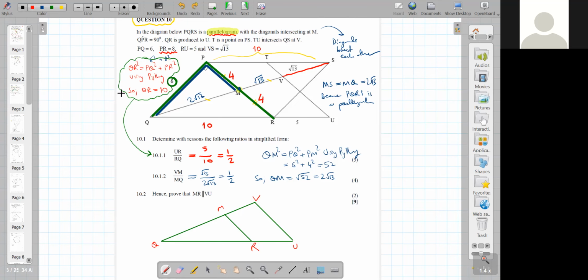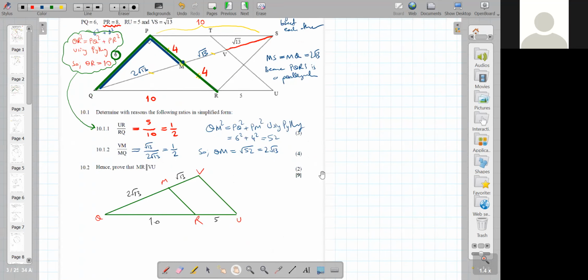Let me write in a different color. So I know this is 10. I know that is 5. And I know this is root 13. And I know that is 2 root 13. This information is enough to say the lines are actually parallel. It's actually only 2 marks.